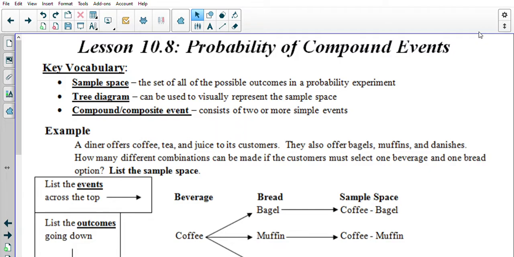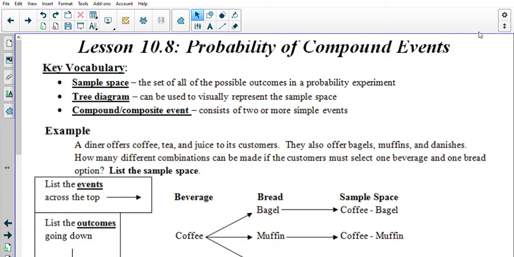Let's begin with some key vocabulary. The sample space is the set of the possible outcomes in a probability experiment. So if you roll a die, the sample space would be the possible outcomes, which would be 1, 2, 3, 4, 5, or 6. Let's say you're going to choose a tile from a set of Scrabble tiles. The sample space would be all the tiles that you could choose from.